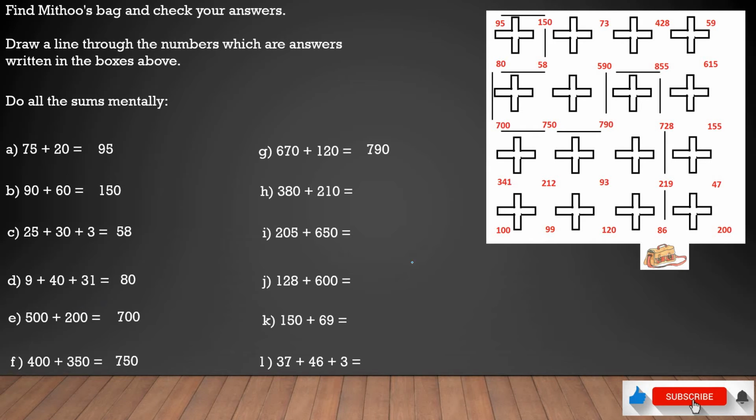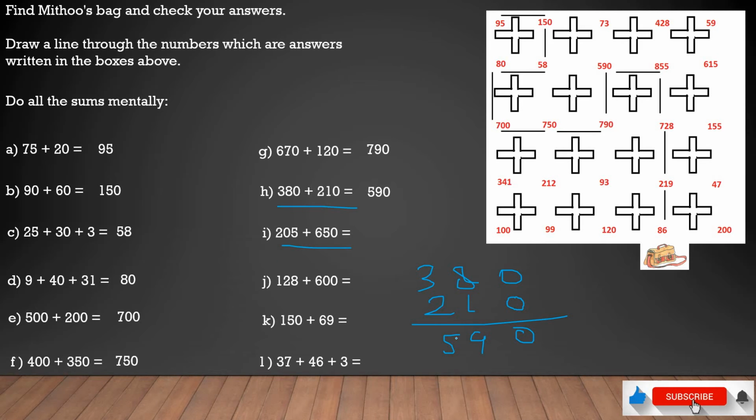This time 380 and 210. I'll take another color. So we'll try to add these, 380 and 210. Well, let me write it again. It is confusing. This is 0. 0 plus 0 is 0. 8 plus 1, 9. 3 and 2 is 5. We get 590. So the answer to this question is 590.